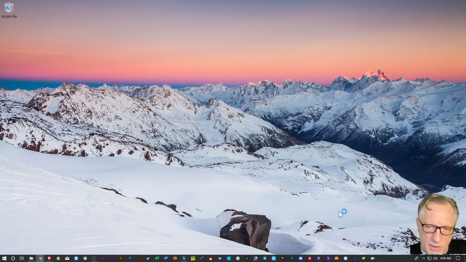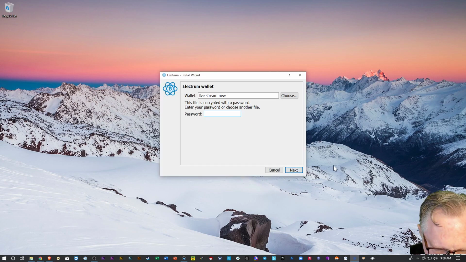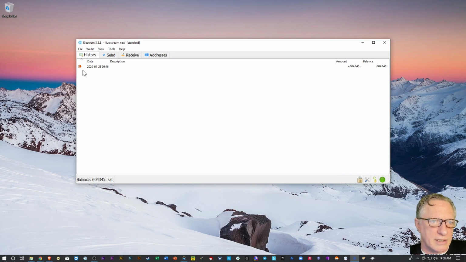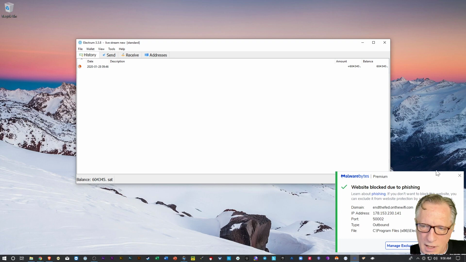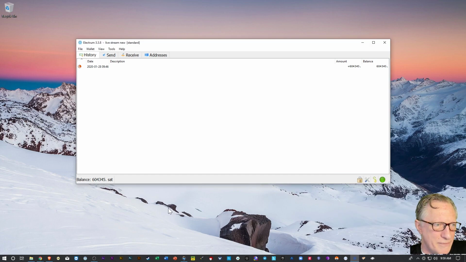What did I do? Did I shut this wallet down? I guess I did. I was playing around. Let's open it back up again and see where we're at here. See, you can see that the time has come down. And for some reason, my anti-malware does not like this wallet. Whatevs. Okay. But it still works.